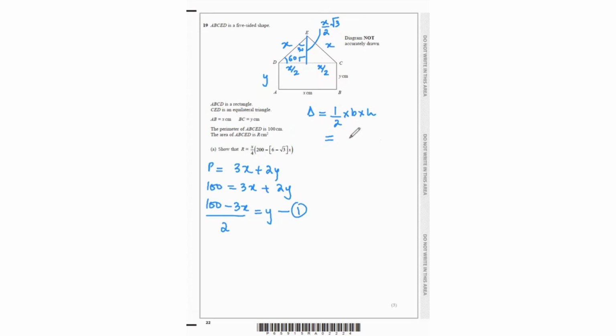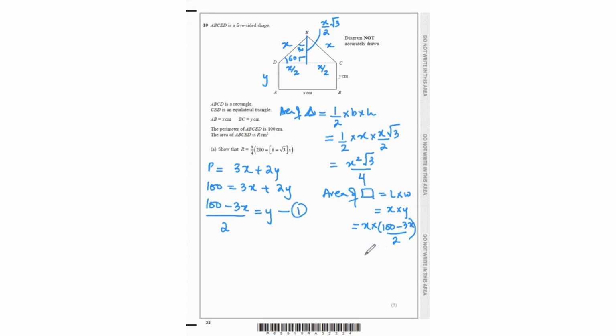So if you find the area of the triangle, that's 1 over 2 times X over 2 root 3, which is X squared root 3 over 4. This was area of the triangle. Now area of the rectangle is length times width. So that's x times y. Y is now (100 minus 3x) over 2. So that's going to be (100x minus 3x squared) over 2.